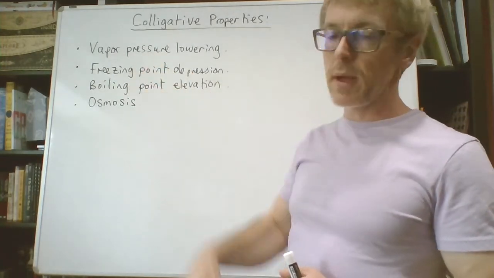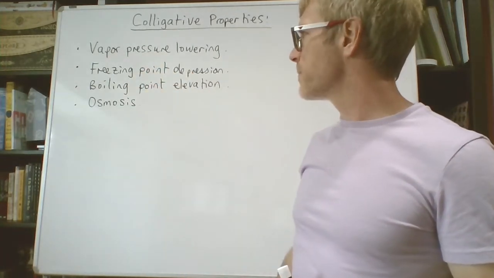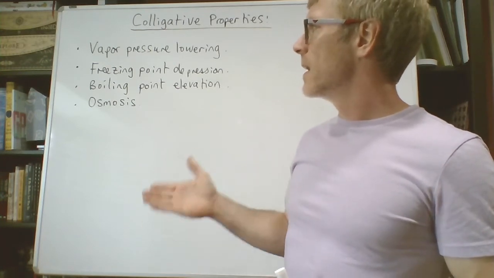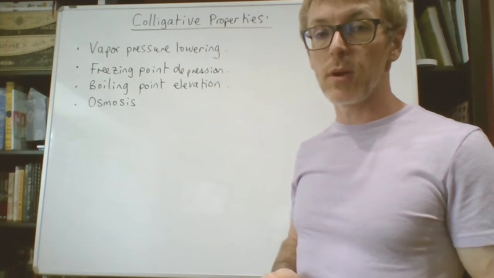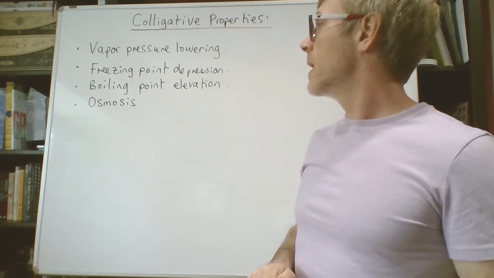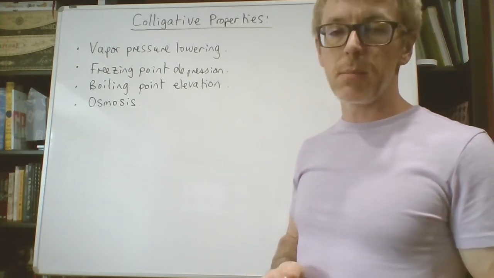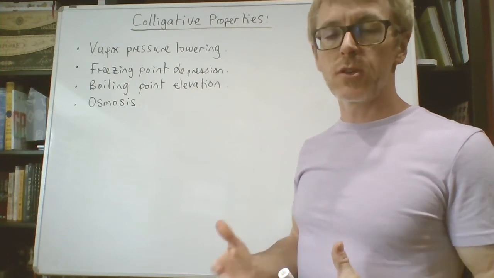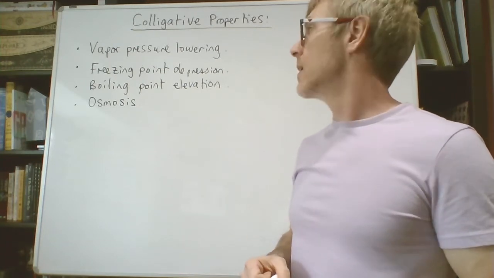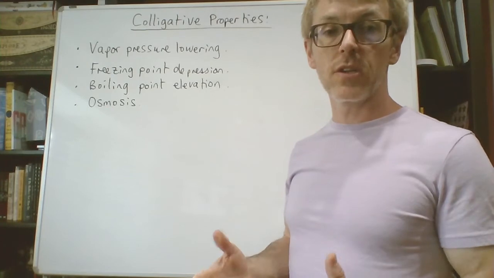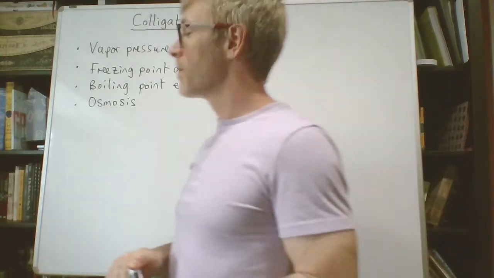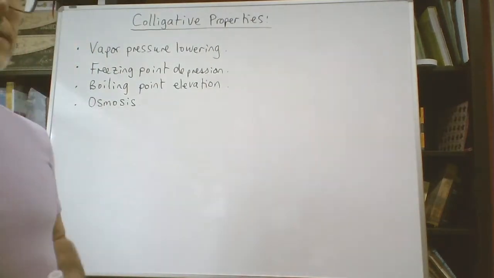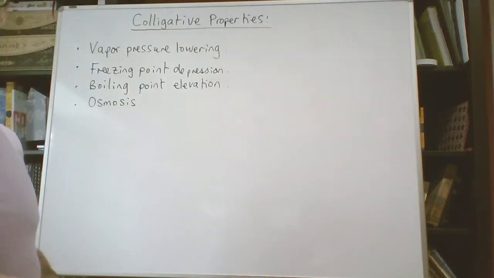So we're going to start off by looking at vapor pressure lowering. That will then produce the phenomenon of freezing point depression and boiling point elevation. And then we'll give a couple of examples of osmosis, and we'll contrast that with dialysis, which is often referred to as reverse osmosis. So that'll be our procedure. But first of all, let's have a look at vapor pressure lowering.